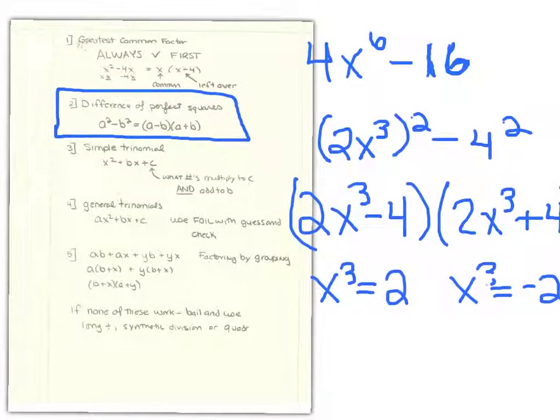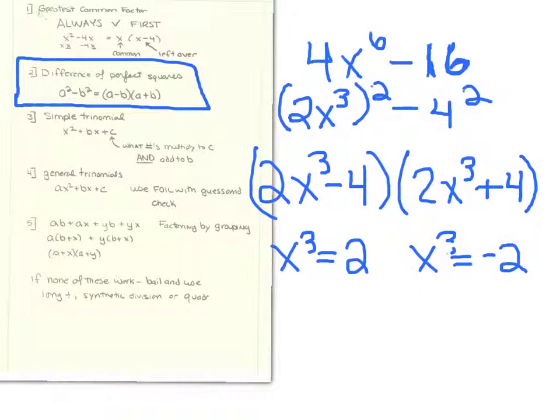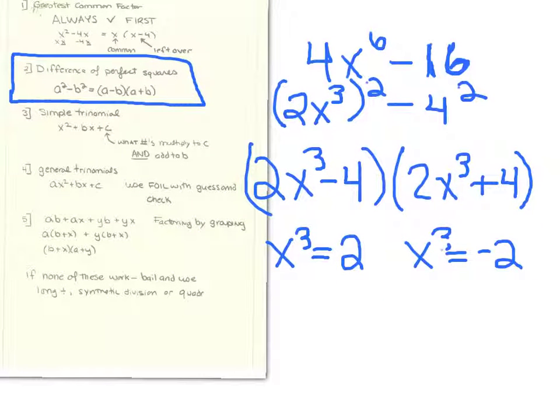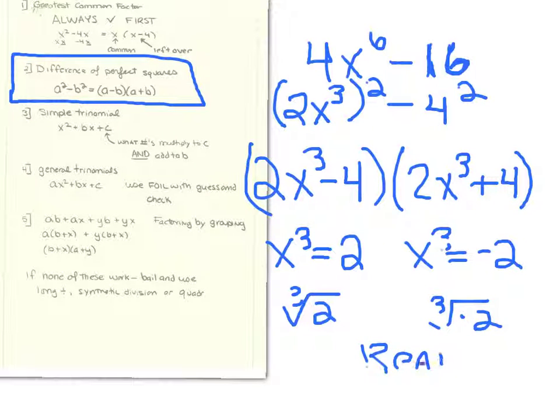And so the solutions for this problem would end up being, or at least the real solutions would end up being, the cube root of 2 or the cube root of negative 2. Those are the real solutions. It also has complex solutions, but we're not going to find the complex solutions for this one right now.